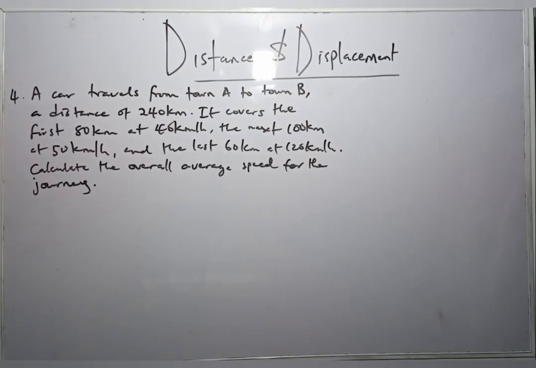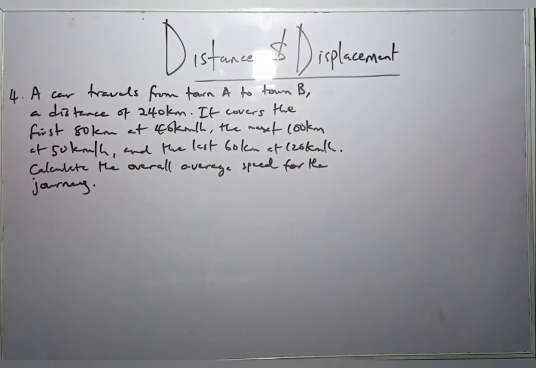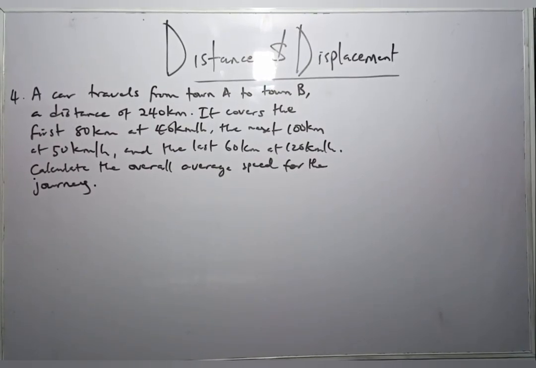A car travels from town A to town B, a distance of 240 kilometers. It covers the first 80 kilometers at 40 kilometers per hour, the next 100 kilometers at 50 kilometers per hour, and the last 60 kilometers at 120 kilometers per hour. Calculate the overall average speed for the journey.